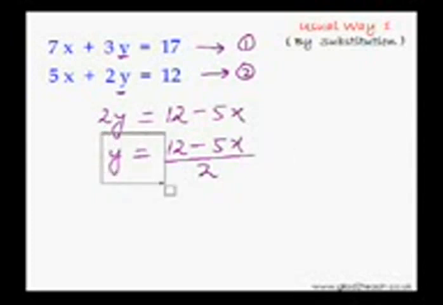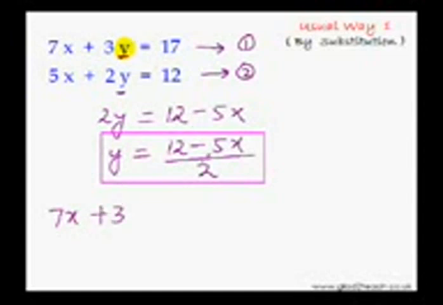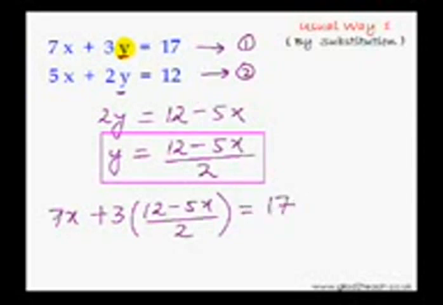So now we have this value of y, and we can substitute this entire value into this other equation. So we would have 7x plus 3, and in place of this y put this value, equal to 17. Now as you can see, we have eliminated y. In this equation we don't have any y. See, you can't see any y here. So that means this is a linear equation in one variable, and now you can solve it.